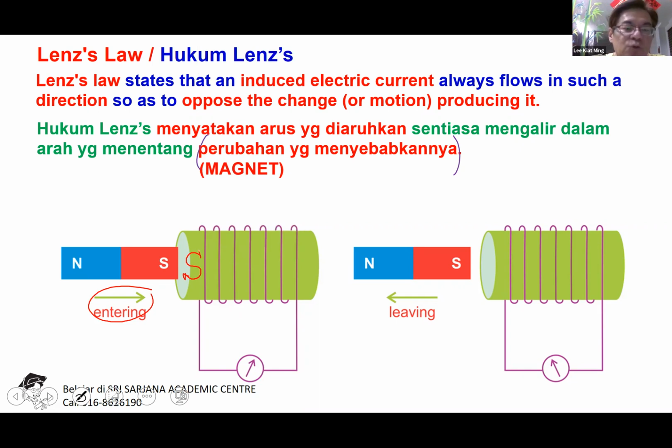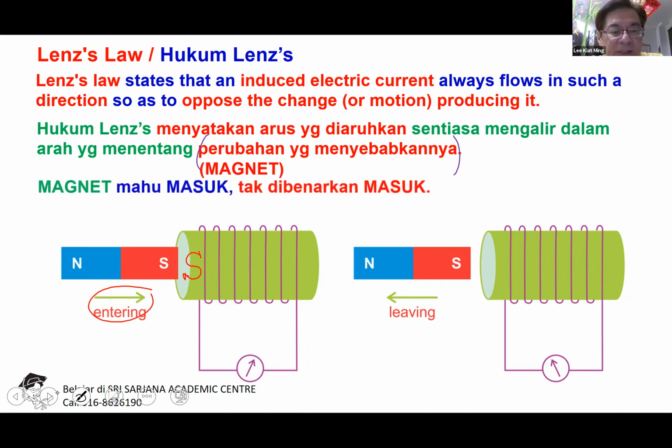For your understanding, I have come up with my own theory. When we try to push the magnet in, magnet mahu masuk, tak dibenarkan masuk. So how is it not allowed to go in? Understood lah, it becomes a south pole. So it becomes south, then it will repel. It doesn't allow. Doesn't allow doesn't mean cannot go in, because we can push hard, then the magnet will go in.